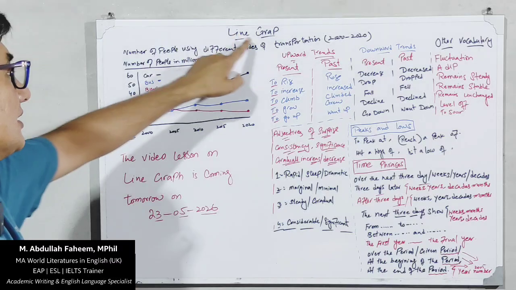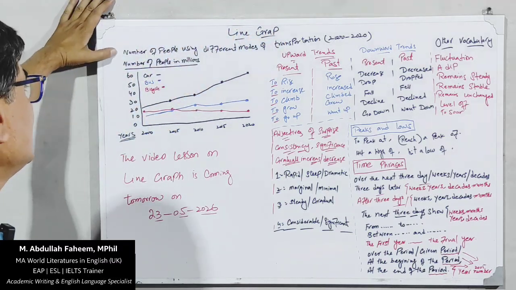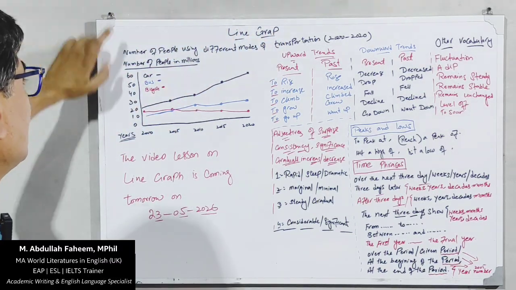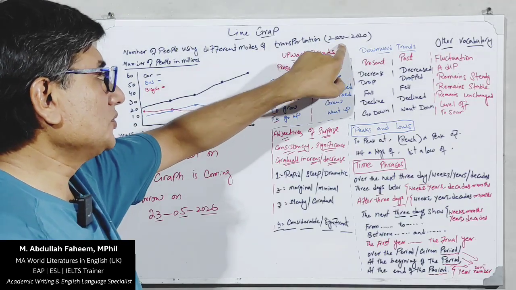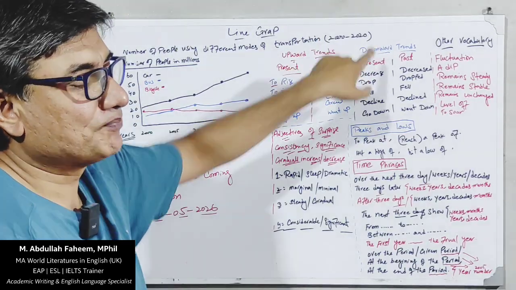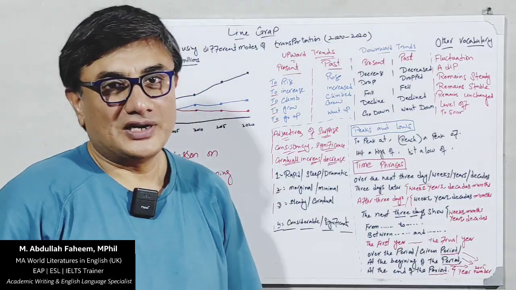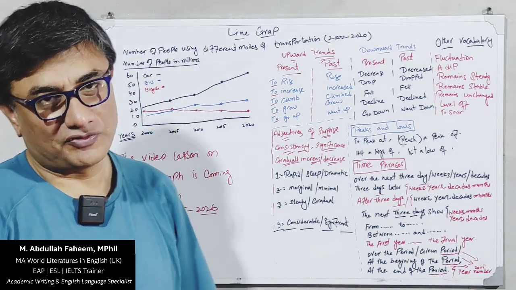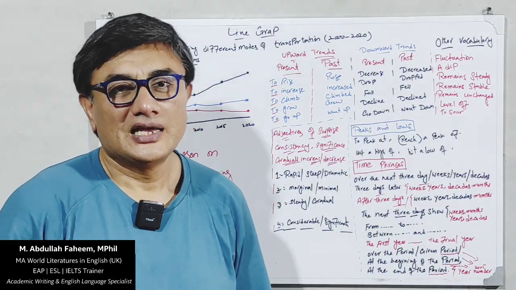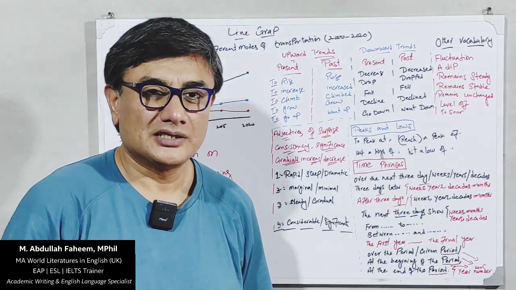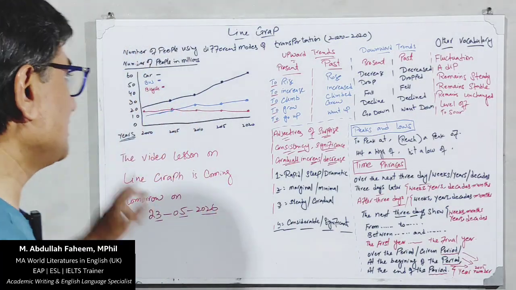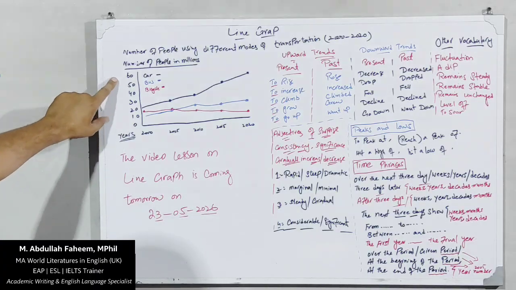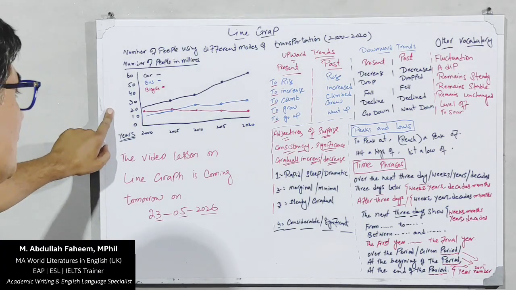We have a line chart or line graph, and then there is a question statement: the number of people using different modes of transportation from 2000 to 2020. So the graph is telling about three different things. First, it tells about the time span. It tells us about the people in millions. As you can see, this is the graph. You can see these are the people in millions.